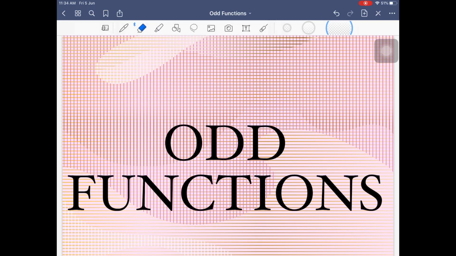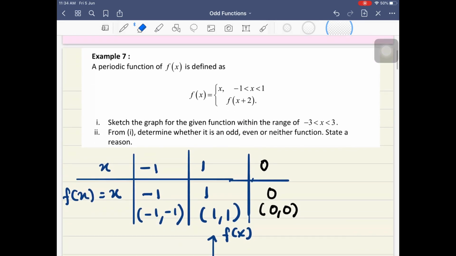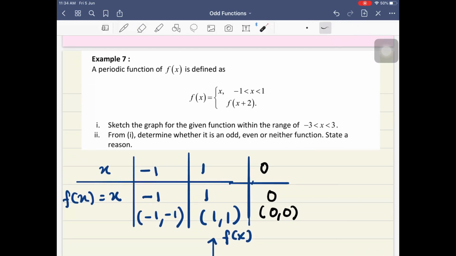So this is our last subtopic for this chapter. In this video, I'm going to explain to you how to solve an odd function. So refer to this example here. You are given a periodic function f(x) which is defined as this one.